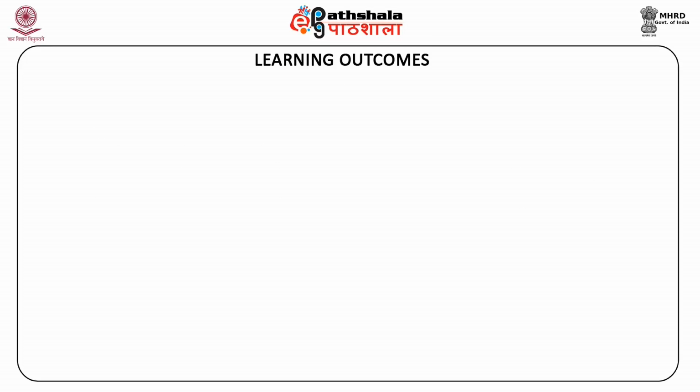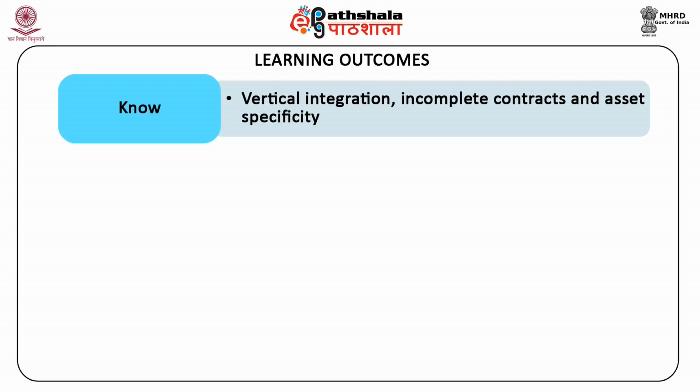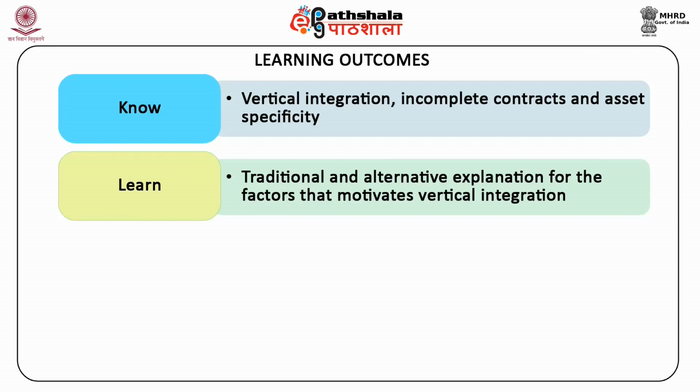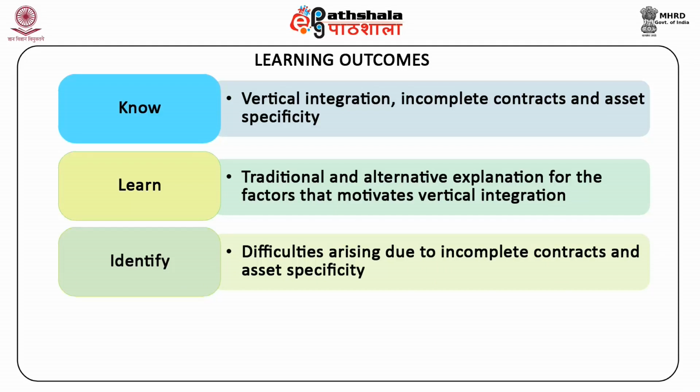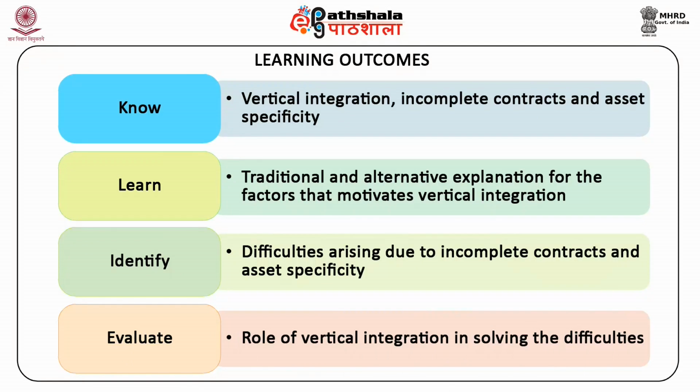After studying this module, you shall be able to know about vertical integration, incomplete contracts, and asset specificity. Learn about the traditional and alternative explanation for the factors that motivate vertical integration. Identify the difficulties arising due to the incomplete contracts and asset specificity. Evaluate the role of vertical integration in solving the difficulties due to incomplete contracts and asset specificity.